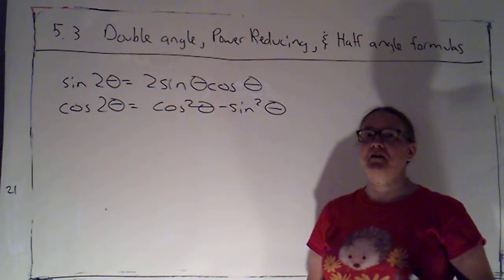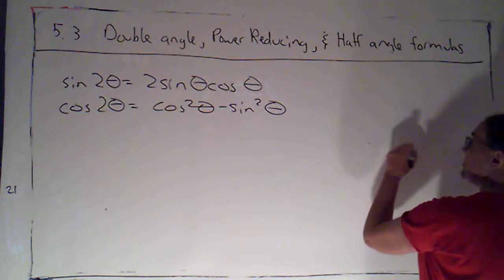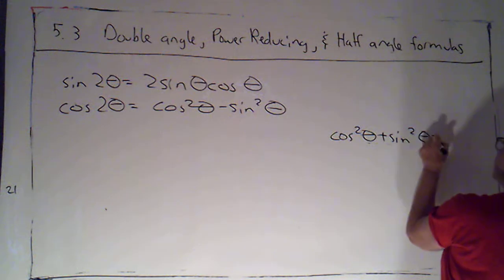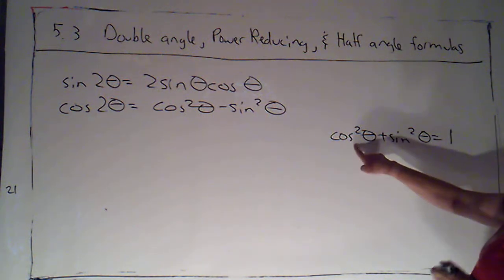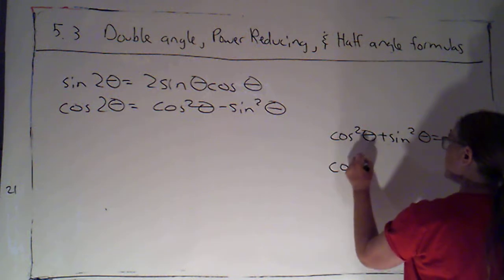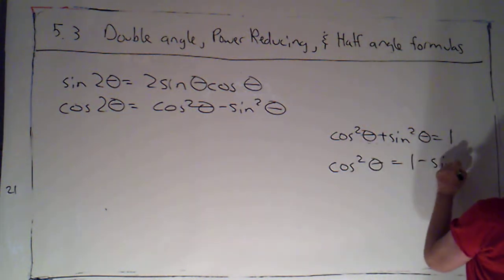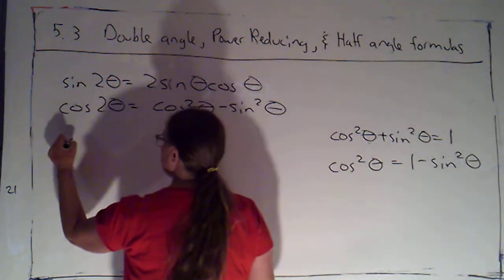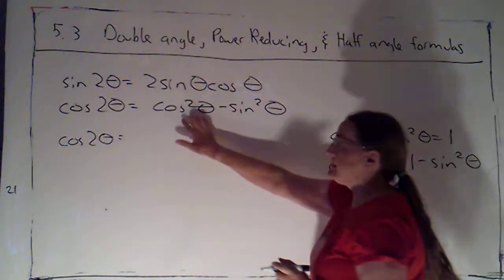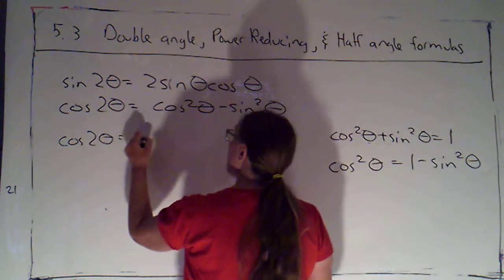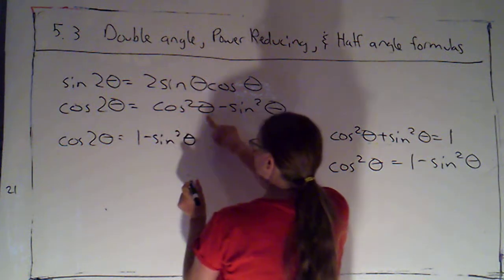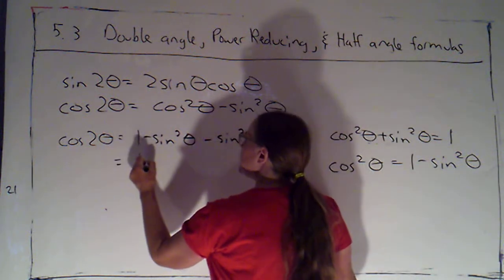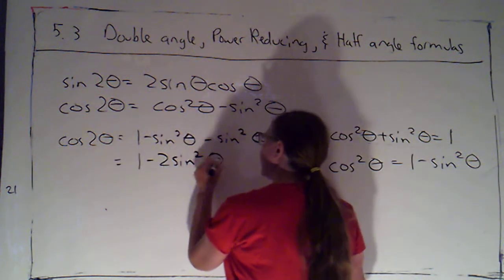I've got a Pythagorean identity that I could use. I know, just off to the side, I'm going to write that cosine squared theta plus sine squared theta is equal to 1. Now that means I could solve for cosine squared, and I could say cosine squared of theta is 1 minus sine squared of theta. So, if I wanted to, I could say this means cosine of 2 theta is, instead of writing cosine squared, I'm going to write 1 minus sine squared theta, and then minus sine squared theta. But that means it's 1 minus 2 copies of sine squared theta.